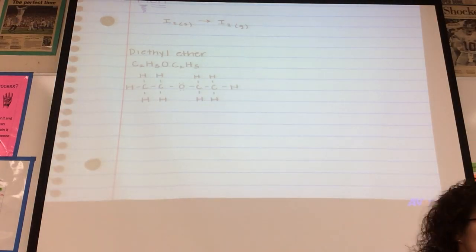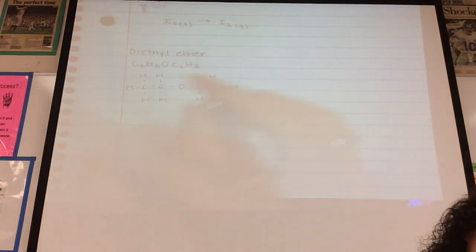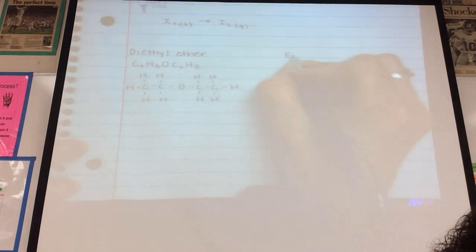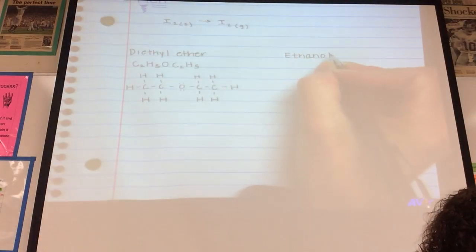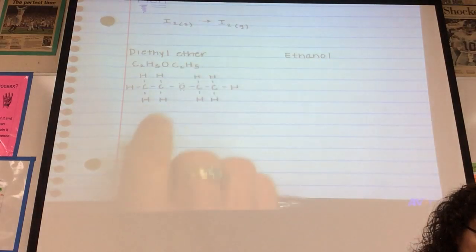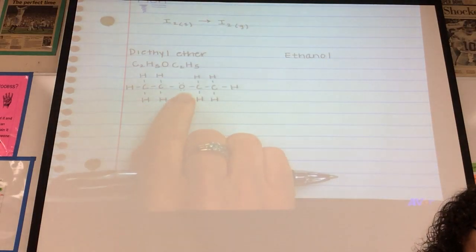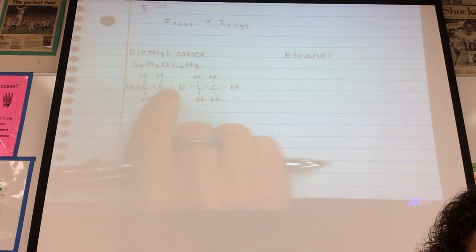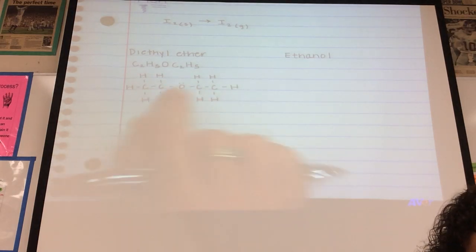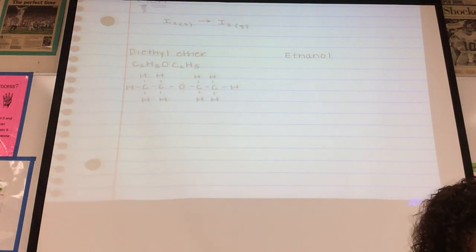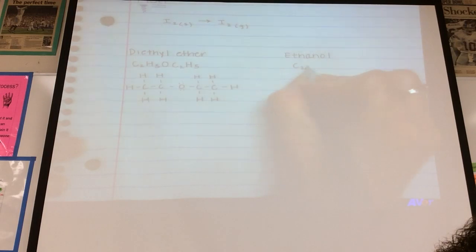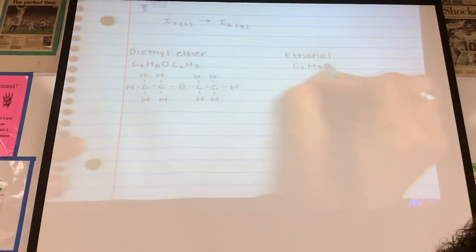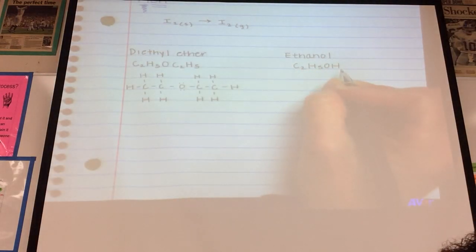There's diethyl ether. Can you have just ether? Ether is a functional group per se, so an ether is going to have an O bonded to some R groups. They can be methyls, they can be ethyls, they can be propyls, they can be whatever.